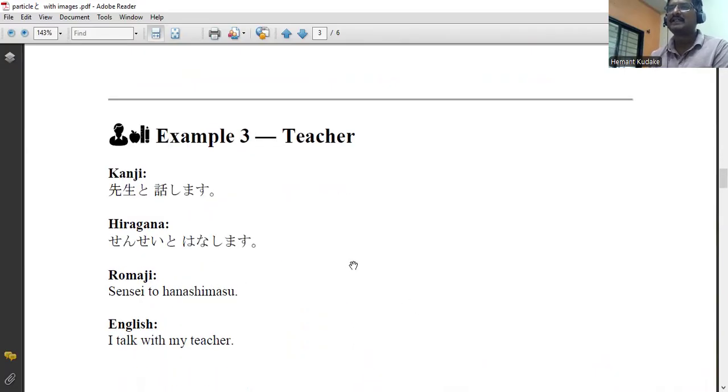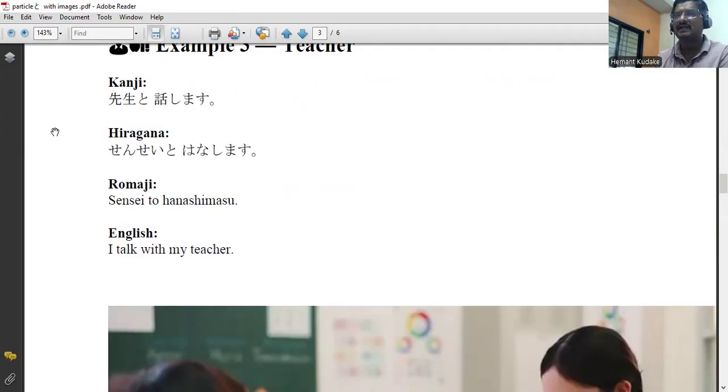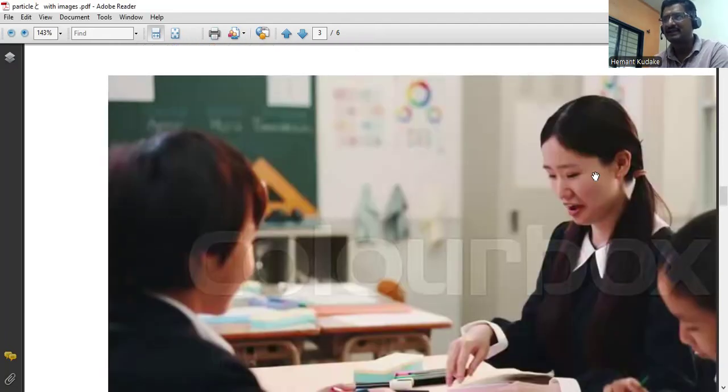Okay. Next example, I am adding the word teacher. In the Japanese language, the word teacher is called sensei. Sensei to hanashimasu. Sensei is teacher, to is with, hanashimasu is I talk. So I talk with my teacher. Hanashimasu is talk or speak, you can say. So this is the example. This is the image of the teacher, and this is the student.